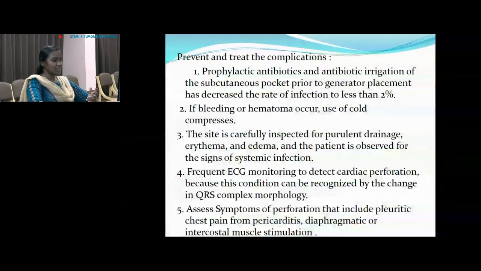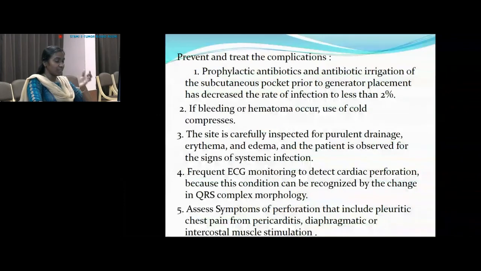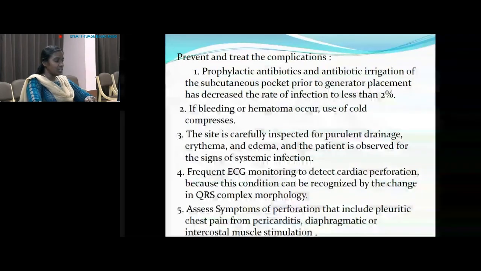So if the patient reports some unusual pleuritic chest pain, the healthcare workers, either medical staff or nurses, must recognize that it might be due to a symptom of perforation, because cardiac perforation is one of the complications of pacemaker implantation. So this should be notified immediately, and the treatment should be taken properly.